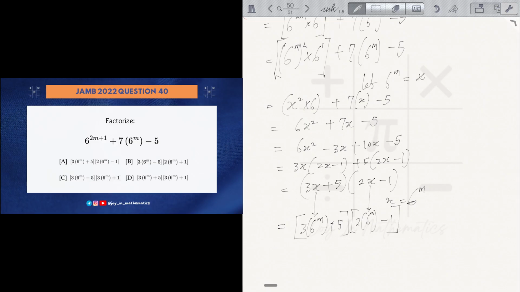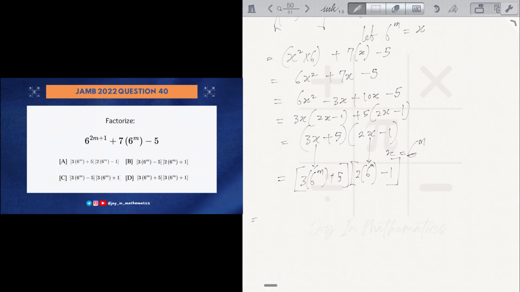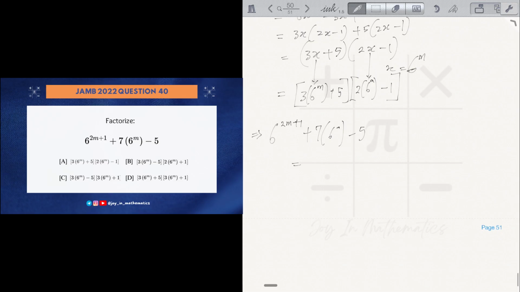So we can see now that 6 raised to the power of 2m plus 1 plus 7 into 6 raised to the power of m minus 5 can be written as 3 into 6 raised to the power of m plus 5 into 2 into 6 raised to the power of m minus 1, which is equivalent to option A.